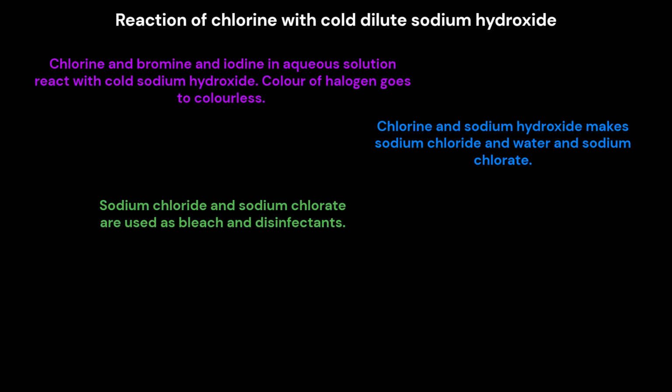Reaction of chlorine with cold dilute sodium hydroxide. Chlorine, bromine, and iodine in aqueous solution react with cold sodium hydroxide. The color of the halogen goes to colorless. Chlorine and sodium hydroxide make sodium chloride, water, and sodium chlorate. Sodium chloride and sodium chlorate are used as bleach and disinfectants.